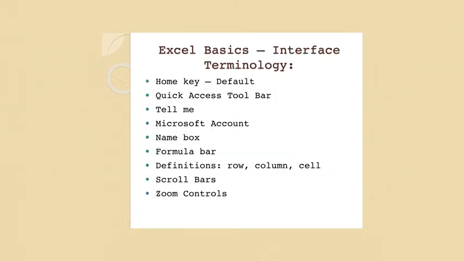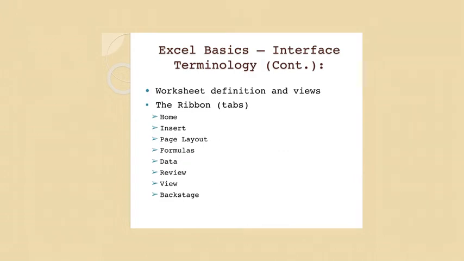Excel Basics Interface Terminology, Home Key, Quick Access Toolbar, Tell Me, Microsoft Account, Name Box, Formula Bar, Definitions, Row, Column, Cell, Scroll Bars, Zoom Controls. Sheet definition of views, the ribbon tabs, Home, Insert, Page Layout, Formulas, Data, Review, View, Backstage. It sounds like a lot of information, but we'll be going through the information part by part, and we'll work through this together and make certain everyone comprehends the information.